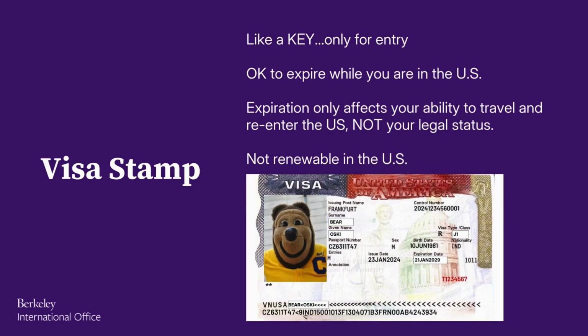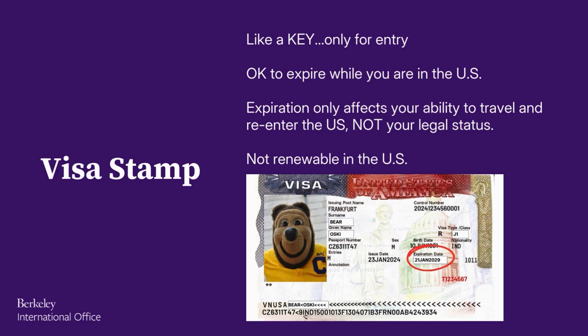Now let's talk about the J1 visa stamp in your passport. The visa stamp is used to gain entry to the U.S. for your J1 program. You should think of it as a key which is needed to enter the U.S. It is important to keep your DS-2019 valid at all times, but the expiration of your visa only affects your ability to travel and re-enter the U.S. Canadian citizens are exempt from this requirement, but still must have their valid Form DS-2019 and valid passport.